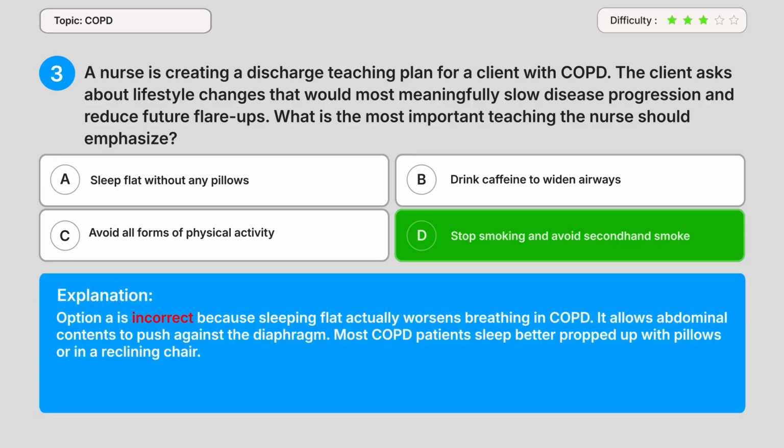Option A is incorrect because sleeping flat actually worsens breathing in COPD. It allows abdominal contents to push against the diaphragm. Most COPD patients sleep better propped up with pillows or in a reclining chair.